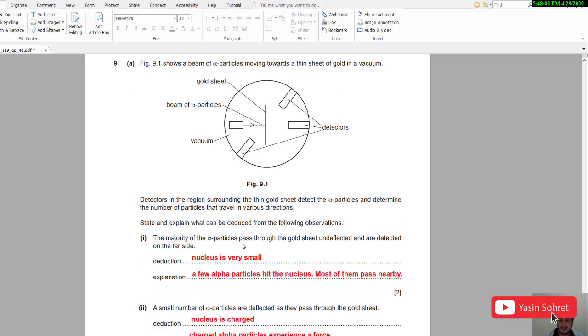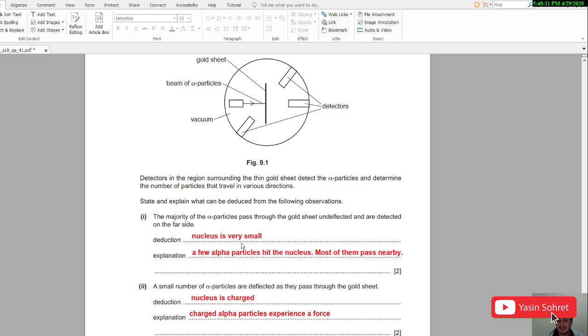So the majority of the alpha particles pass through the gold sheet undeflected and are detected on the far side. So what is the deduction here? Most probably the alpha particles don't hit the nucleus, and the deduction could be that the nucleus of the gold atom is very small. And the explanation: a few alpha particles hit the nucleus, but most of them pass near the nucleus and just move straight forward to the detector.